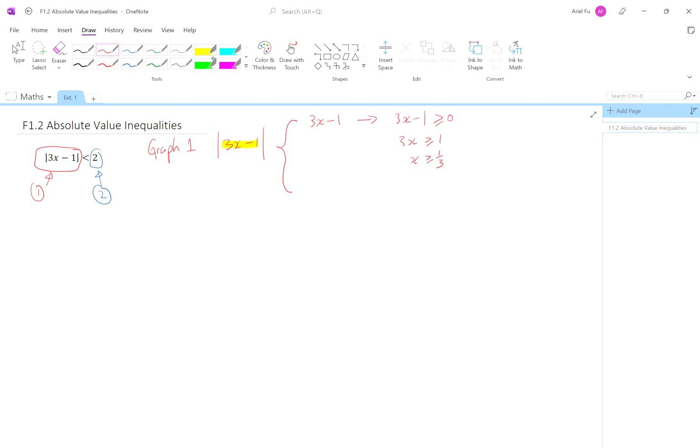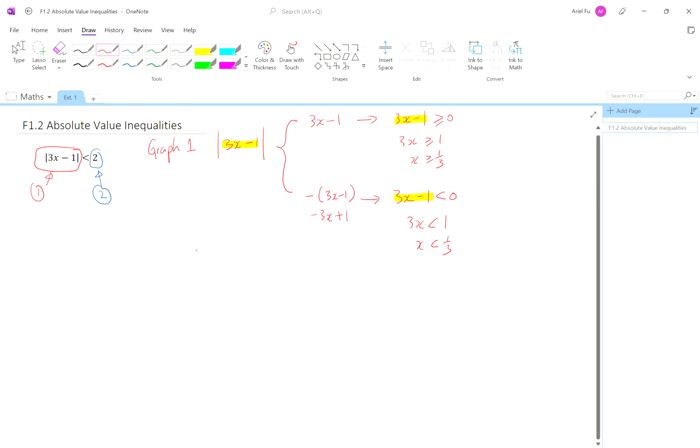Now, if the part inside the absolute value function is a negative value, so if it is actually less than 0, then I don't want to keep the function as it is. I want the negative of it. So I want the negative of 3x minus 1, which means we have negative 3x plus 1. So it breaks up into these two sections. This is when 3x is less than 1 and x is less than 1/3.